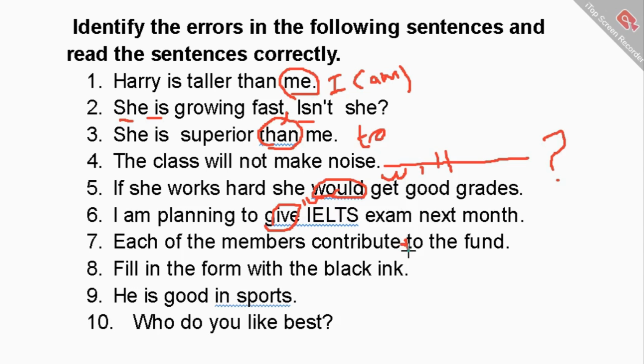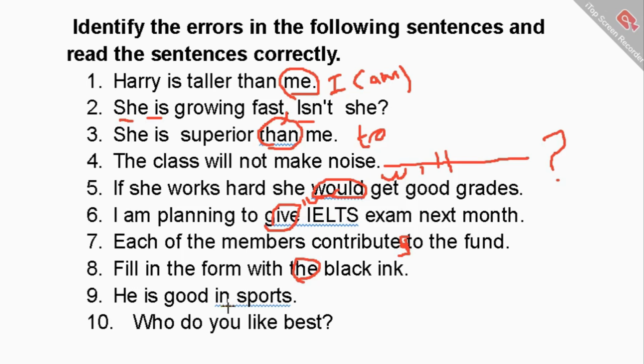Next one, fill in the form with the blank ink. Now here the correct answer would be fill in the form with black ink. Just with black ink. With black ink we should remove the article the. He is good in sports. Now here we should use he is good at sports, because when we are referring to a skill we should use at, not in. So sports is a skill, so instead of in we should use at.